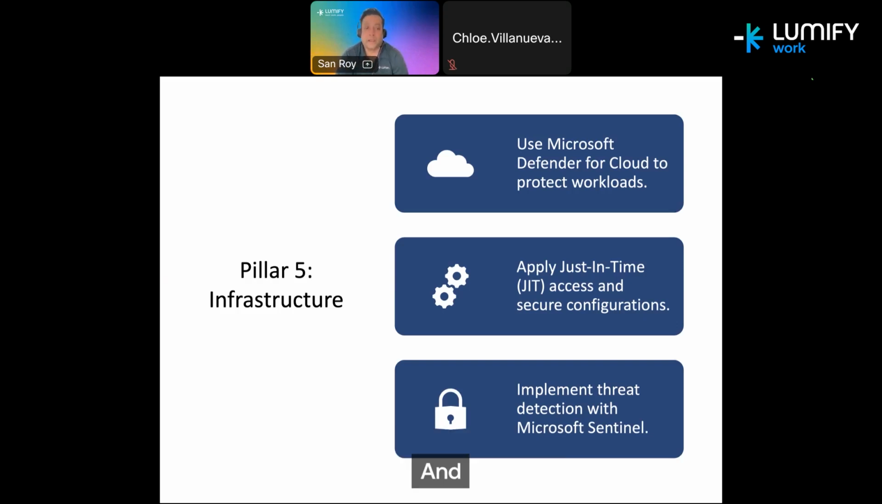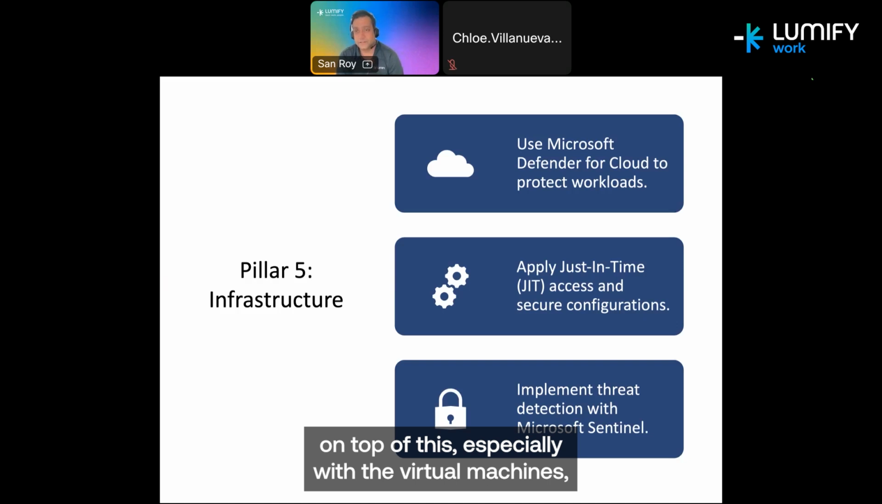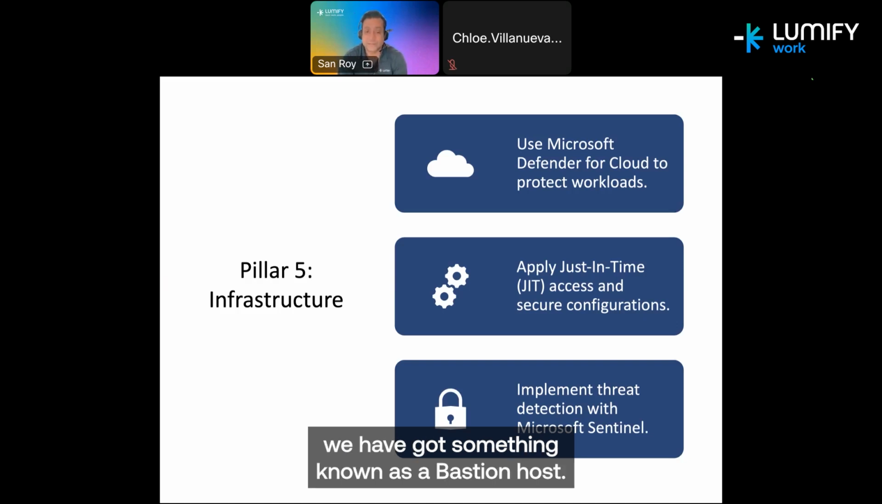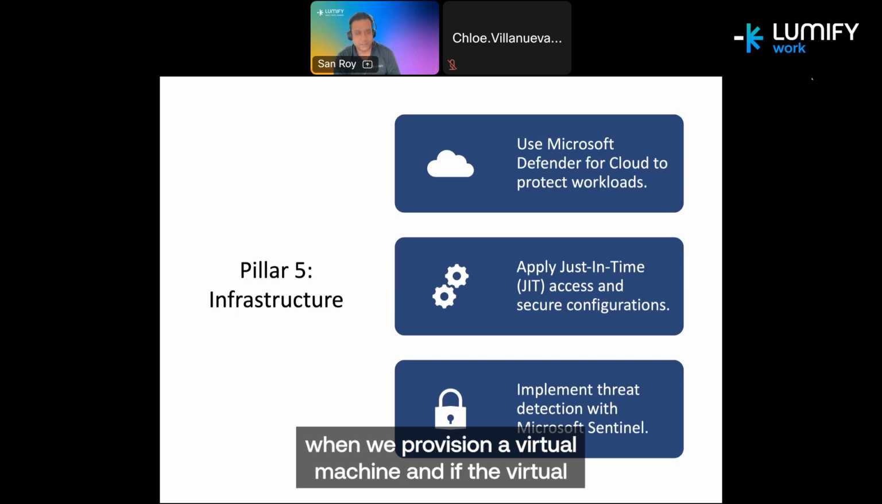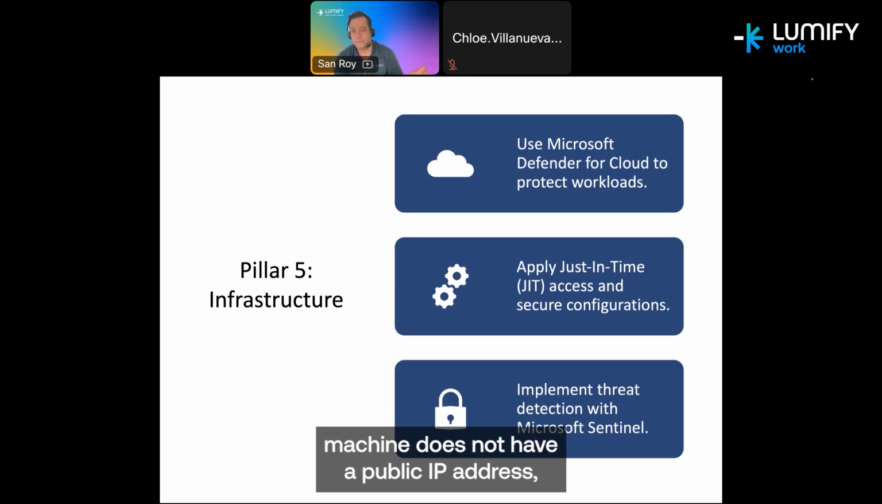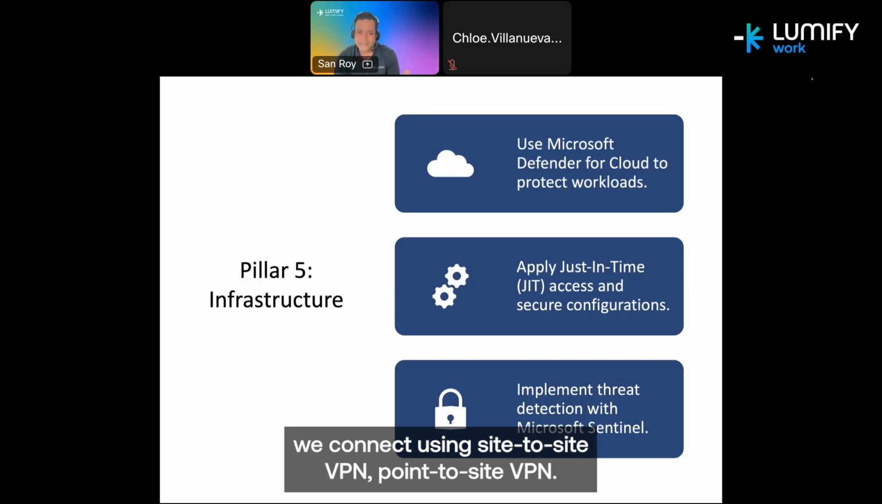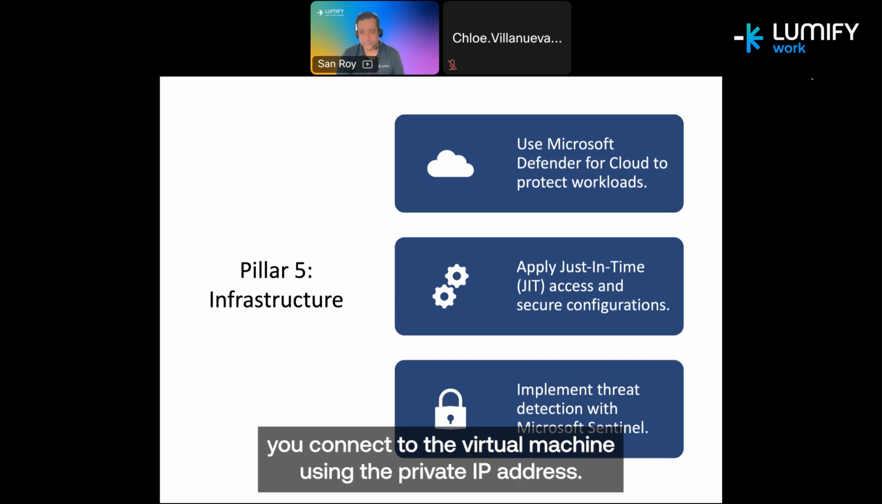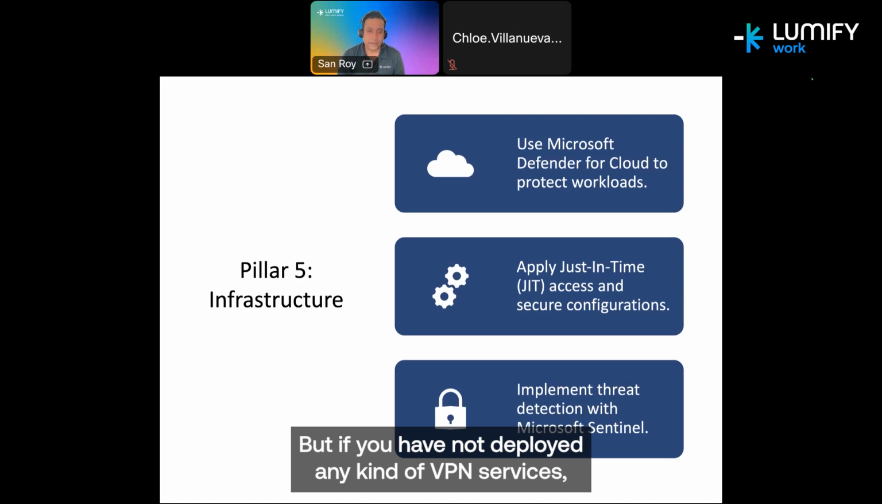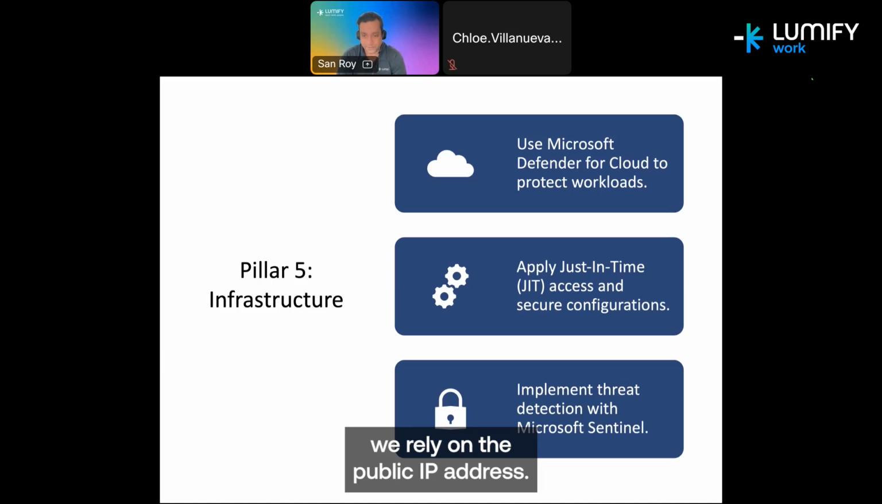Okay. And on top of this, especially with the virtual machines, we have got something known as a Bastion host. So what happens over here is generally when we provision a virtual machine, and if the virtual machine does not have a public IP address, we connect using site-to-site VPN, point-to-site VPN, or if you have got an ExpressRoute circuit purchased from a telco provider, you connect to the virtual machine using the private IP address. But if you have not deployed any kind of VPN services, if you do not have any private links like ExpressRoute, we rely on the public IP address.